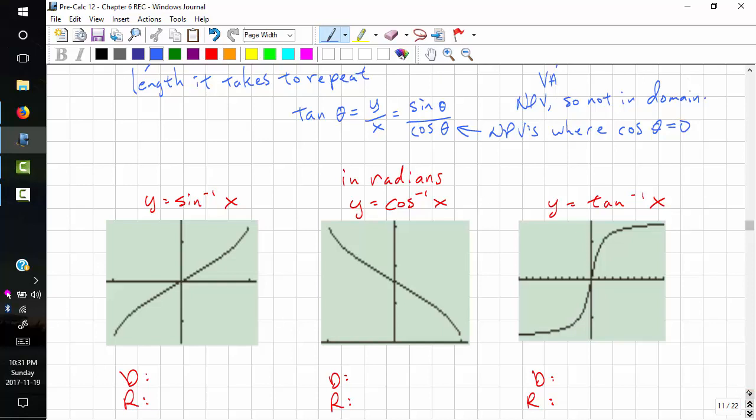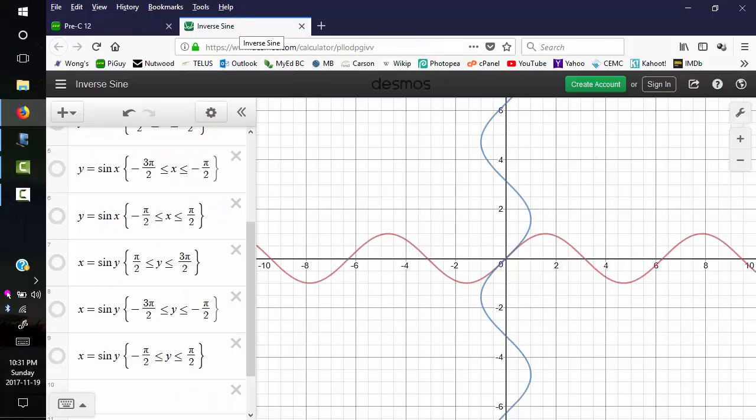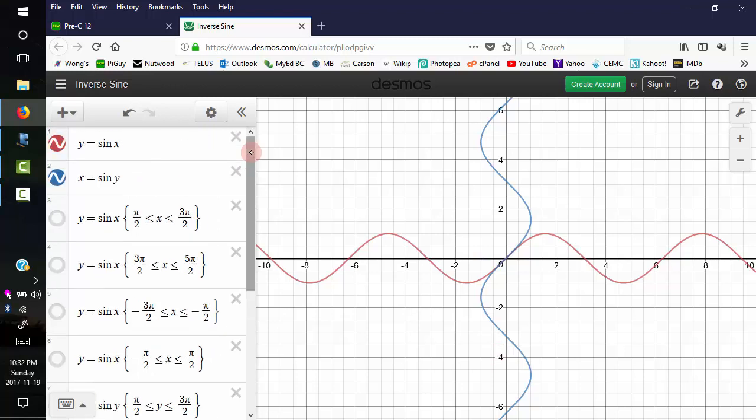And here we have the inverse trig functions. And before we look at these, let's take a look at Desmos. So here is our sine function. Here's our inverse sine relation. And it's a relation because if we draw a vertical line, it passes through more than one point. What we would like to have is an inverse function. Let's turn on these segments.